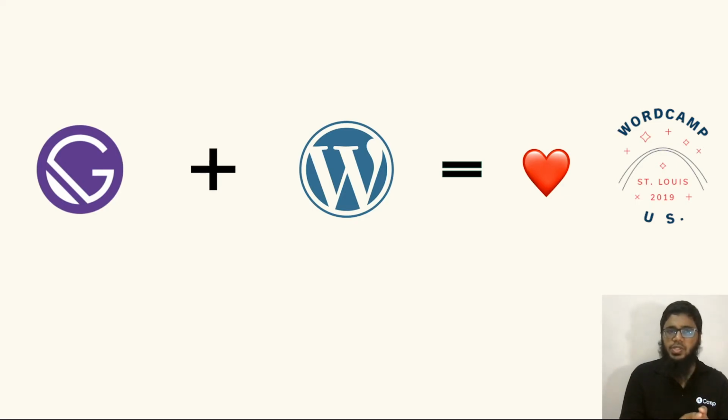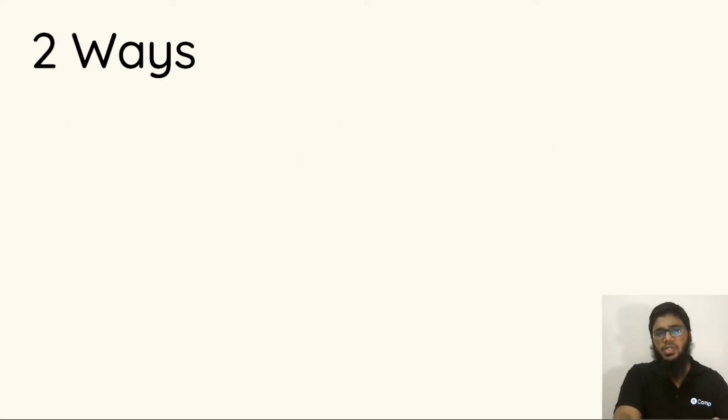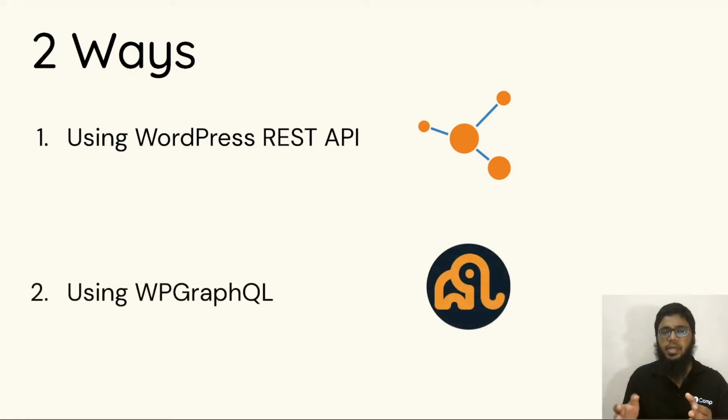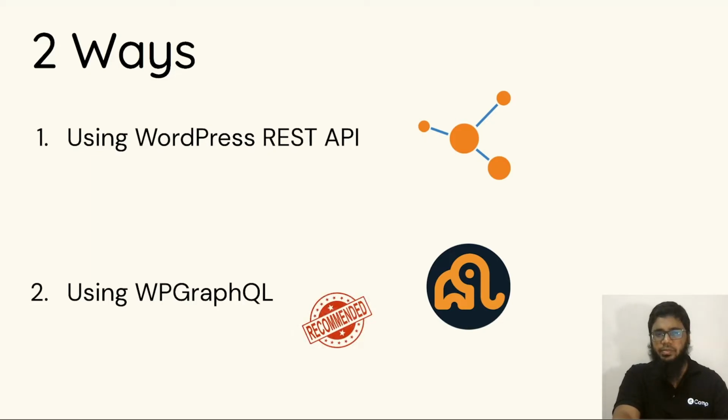So there are 2 ways to approach this. The first way is to use the WordPress REST API, and this would take the REST API and wrap it in a GraphQL schema. And the second way is to use the WPGraphQL WordPress plugin, which will fetch the data from this WordPress GraphQL endpoint and wrap it in a schema. And I would say this is the recommended way by many people and myself.